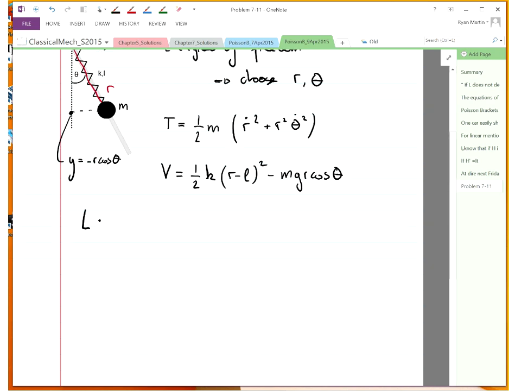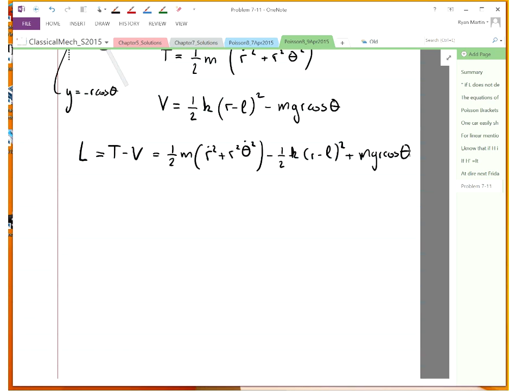So let's start from the more general definition, which is always safe, and that's to start with the Lagrangian. So the Lagrangian is T minus V. So T is a half m times r dot squared plus r squared theta dot squared, minus V, so it's minus a half k times (r minus L) squared, and then plus mgr cos theta. So that's our Lagrangian.